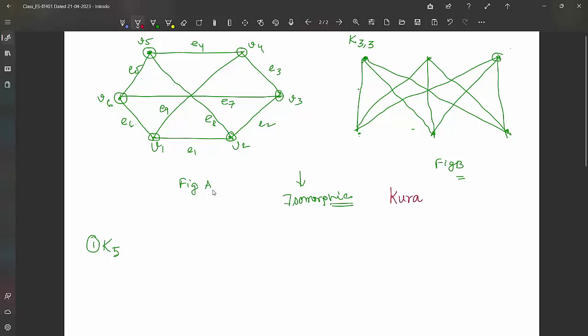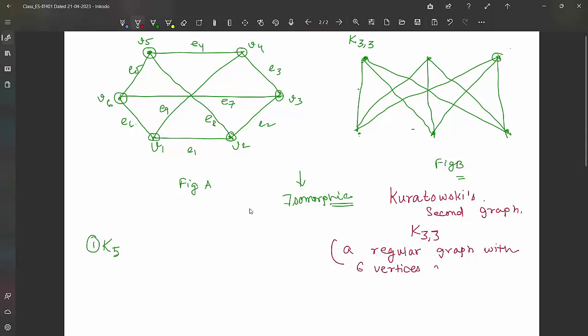Kuratowski's graphs. He first discovered this nature of these graphs, and it is called the Kuratowski graph. The second graph is actually K3,3, and that means a regular graph with 6 vertices and 9 edges, and not only that, it has a special feature. It is the non-planar graph with the smallest number of edges.